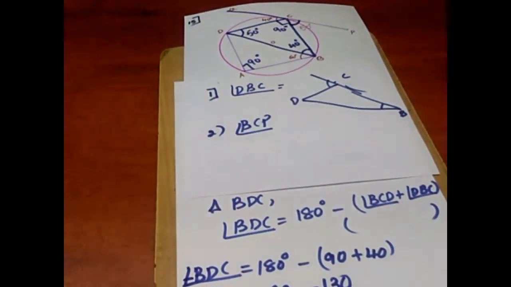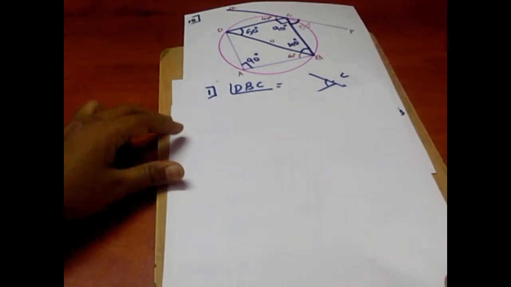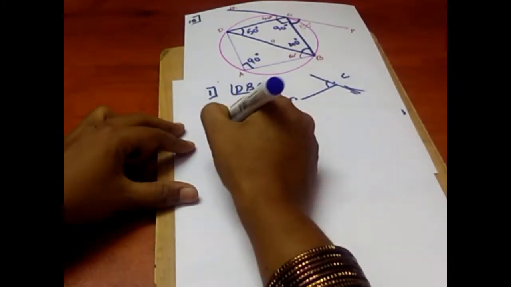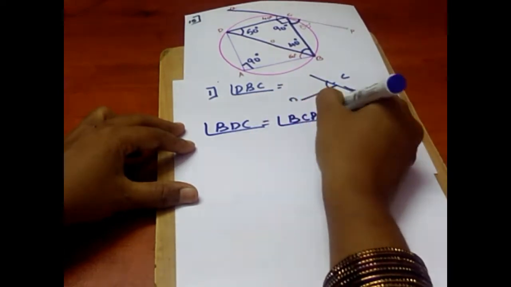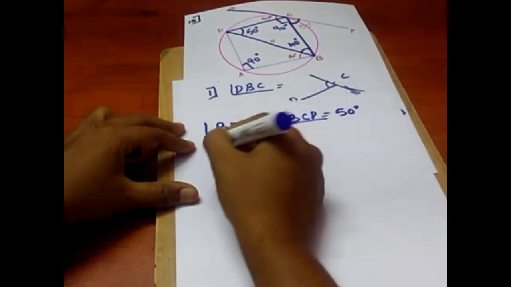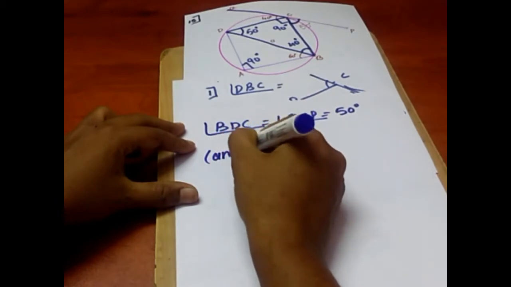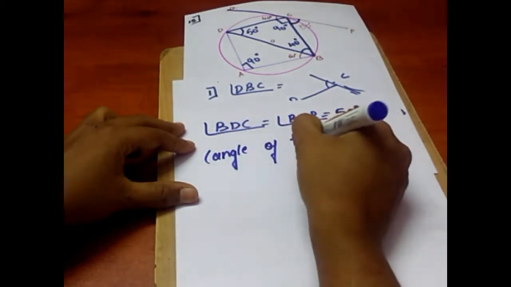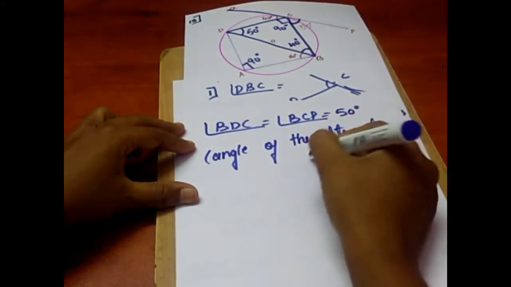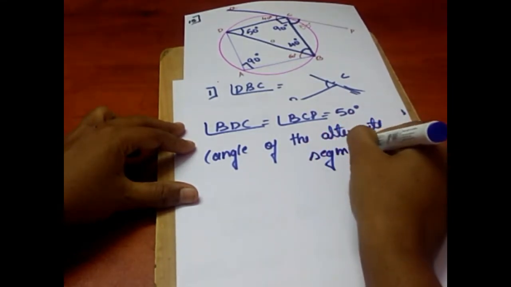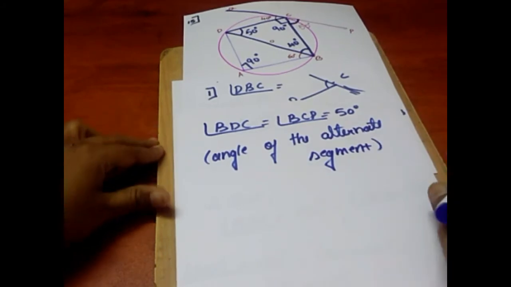Now write down the same concept. Angle BDC is equal to angle BCP, which is equal to 50 degrees. Reason is angle of the alternate segment. Point number 2 is completed.